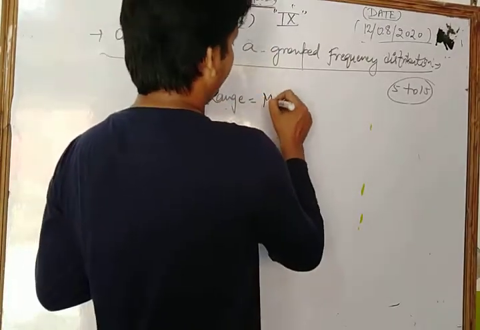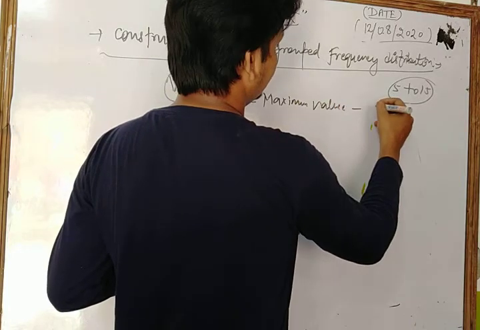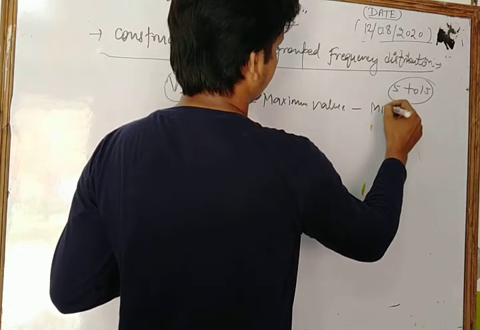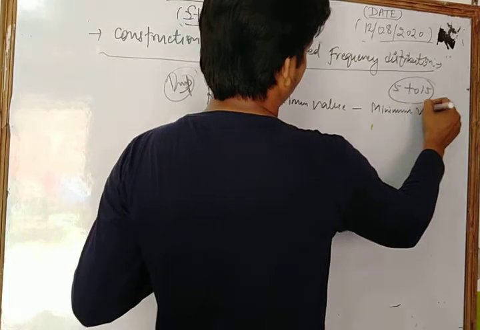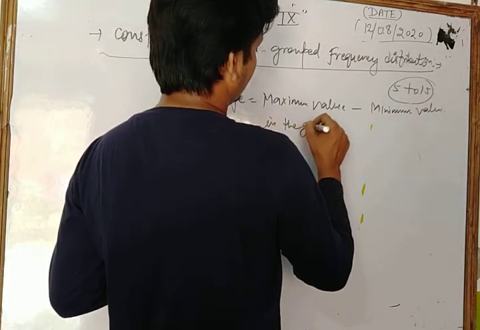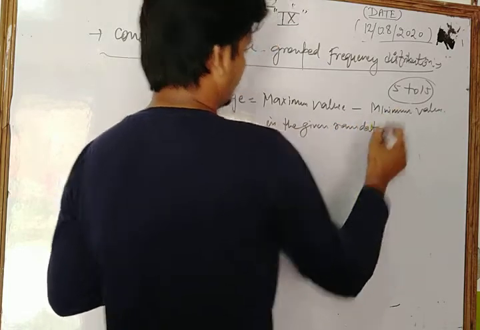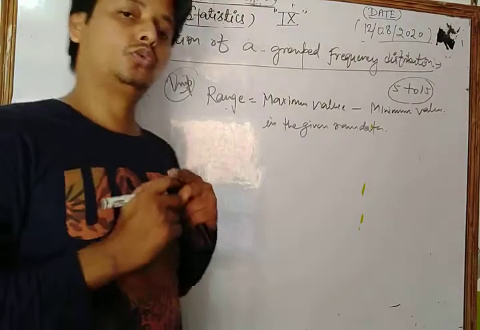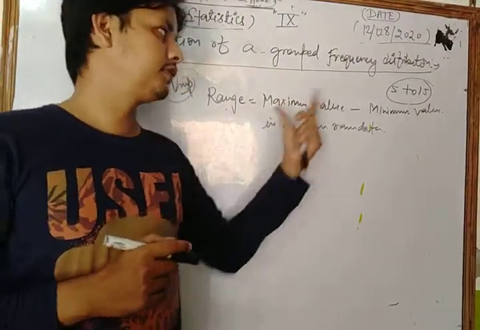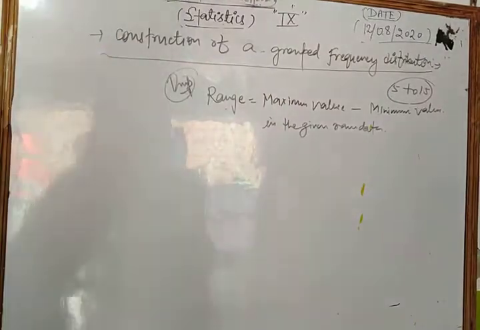This is the maximum value minus the minimum value in the given raw data. Okay, so we find the range as the difference between the maximum and the minimum value of the given raw data.